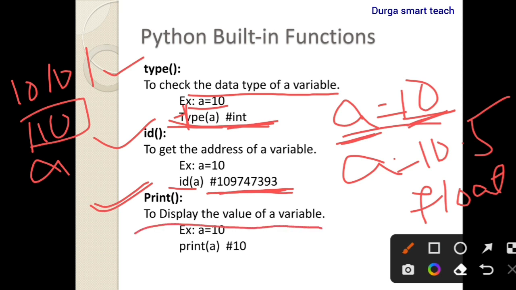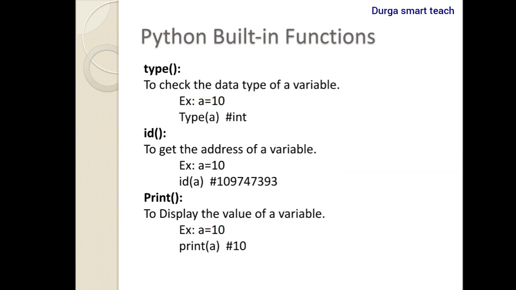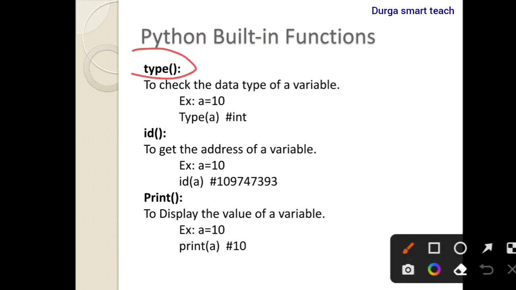a = 10. If you want to display the value of a, then print(a). It will return 10. Okay. So let's see, the first one is type, it will return the data type. Next, id will return the address of the variable, and printing it will return the value of the variable.